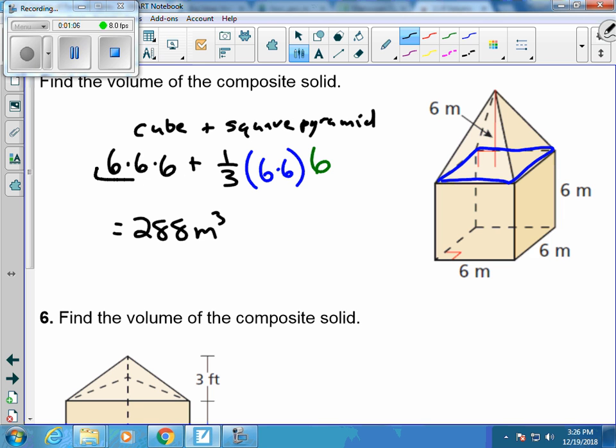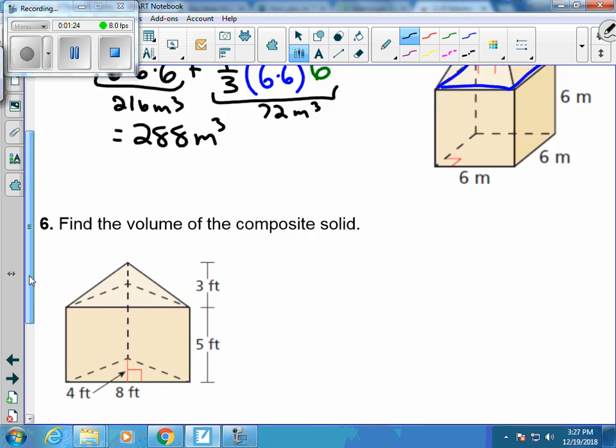If you really wanted to, you could individually find the volume of each piece. This is 216 cubic meters. That square pyramid on the top is 72 cubic meters, and just add those guys together. So again, not much different than what we've done in the past. However, this time we're just putting together different shapes.